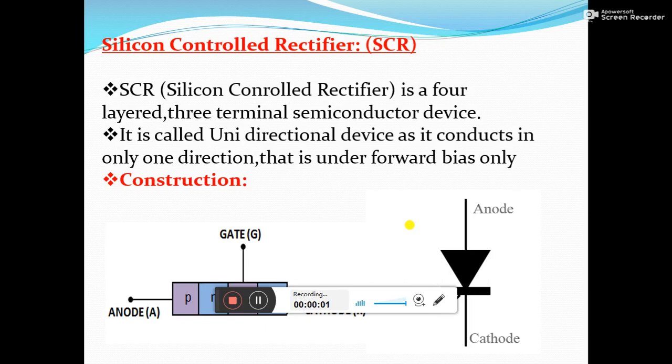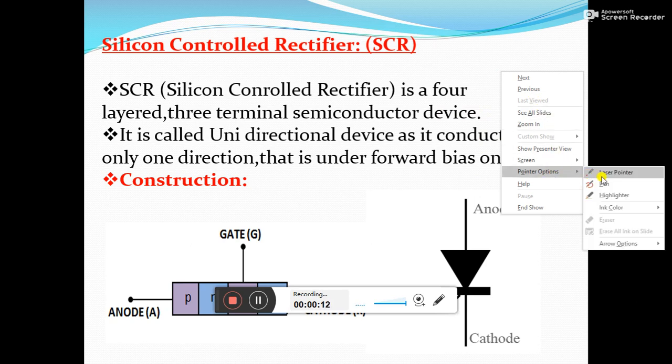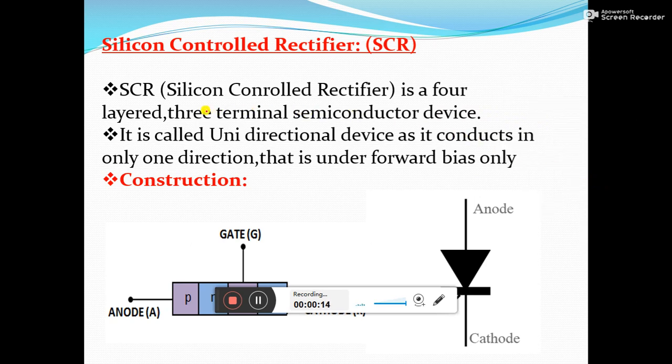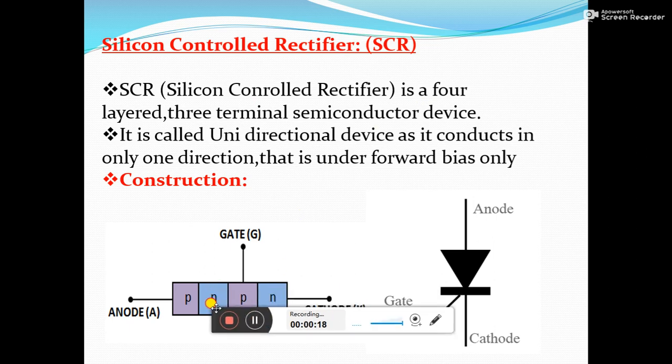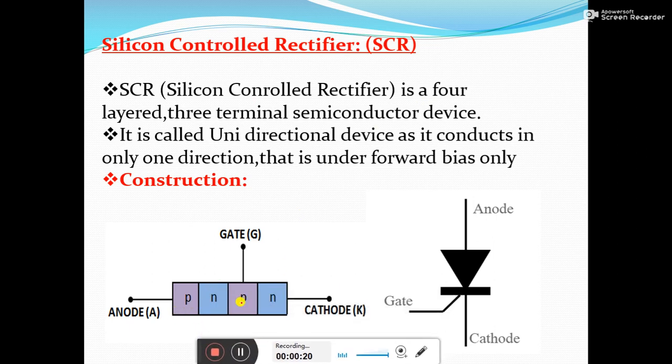Okay, the next special semiconductor is the silicon controlled rectifier. This silicon controlled rectifier is a four-layered, three-terminal semiconductor device. Four-layered, three-terminal in the sense that there will be four PN layers, and there will be three terminals: the anode, cathode, as well as gate.